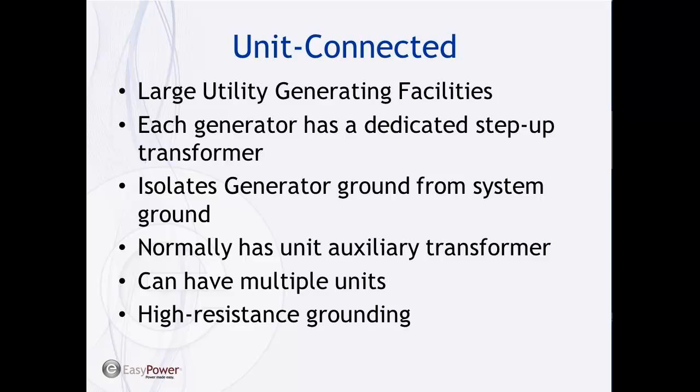We'll also have, on a large power plant, you're typically going to have some kind of unit auxiliary transformer that comes off the same bus. And high resistance grounding is the norm here. There's really no reason not to use high resistance grounding, and a lot of advantages to it to limit the ground fault current. And with the unit connected concept, we can have multiple units at the same facility. We just keep adding them on, each with its own step-up transformer and unit auxiliary transformer.